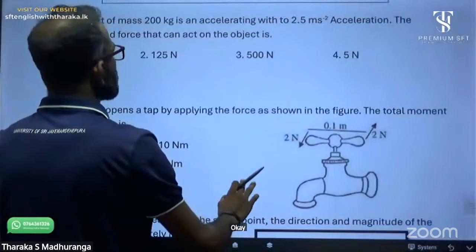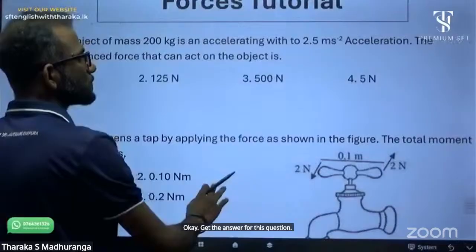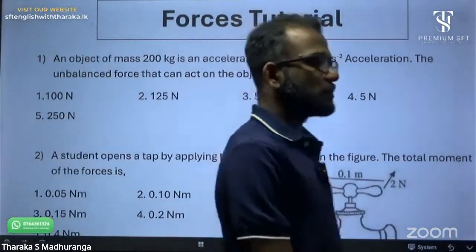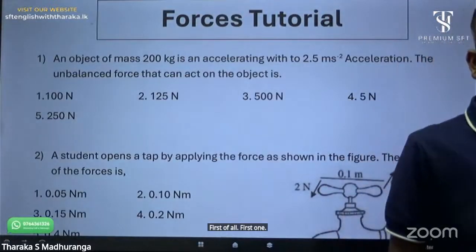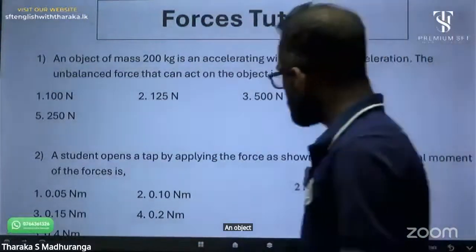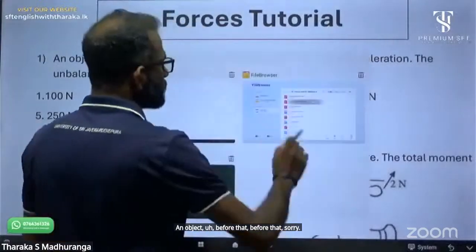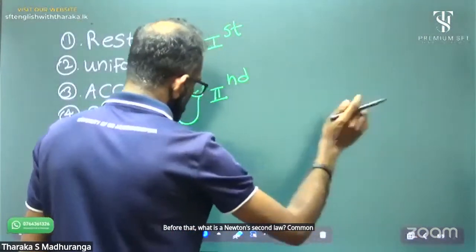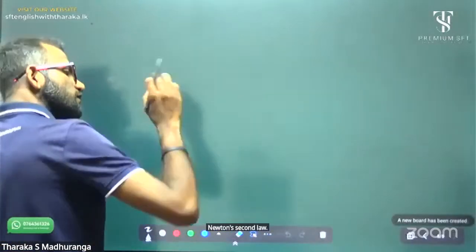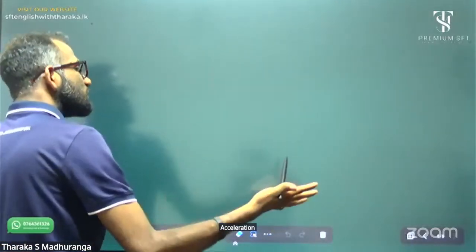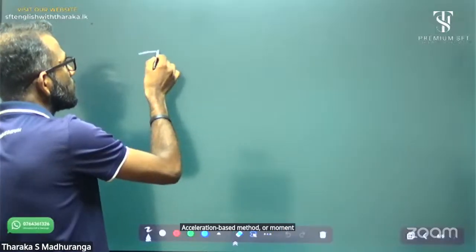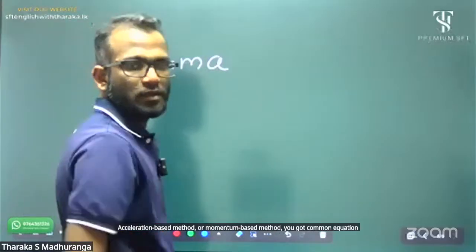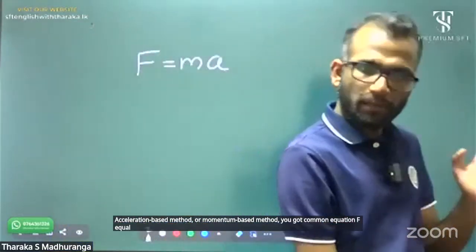Okay, get the answer for this question. First one. An object. Before that, sorry. Before that, what is the Newton's second law common equation? Newton's second law, acceleration based method or momentum based method, you got common equation F equal ma, right?